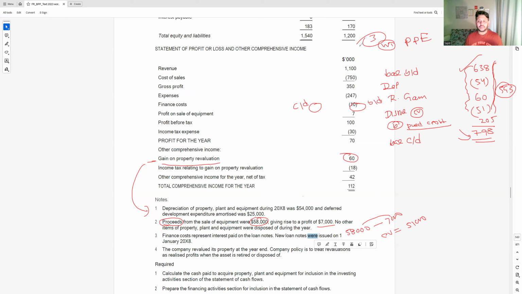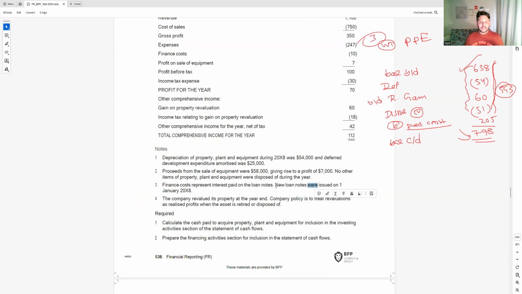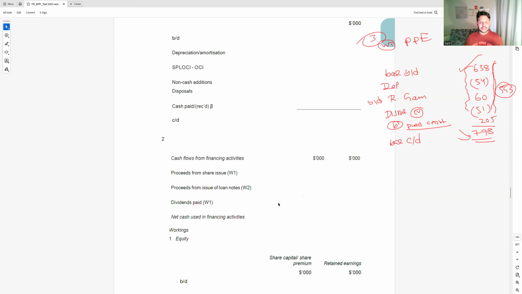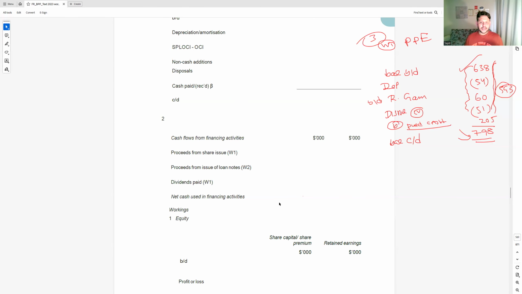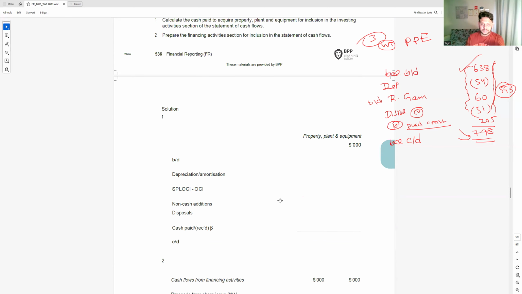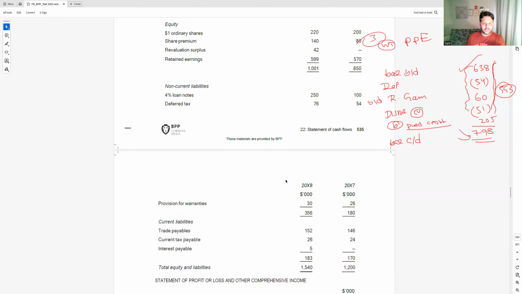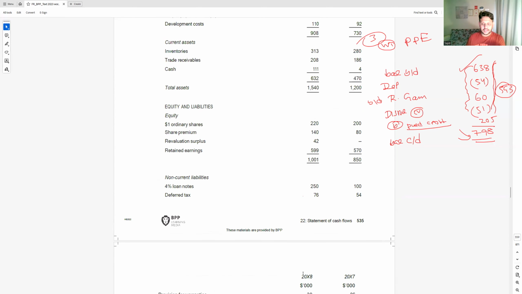All right, the next one, let's move to the next one now. Let's clear a little bit. The next one we have here says about the financing activity. That's quite straightforward. We are looking at the share issue, the loan note, and the dividend paid. Again, we need to go back to our question, and normally we're looking at the equity section now.